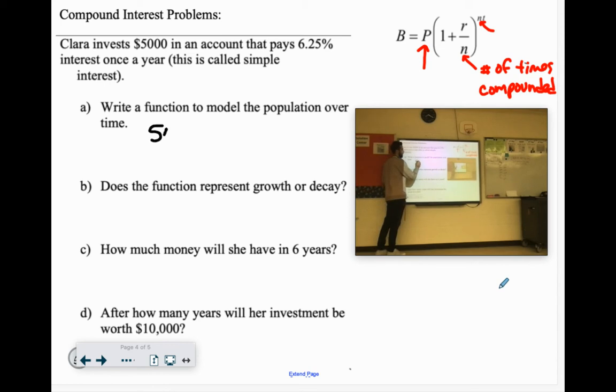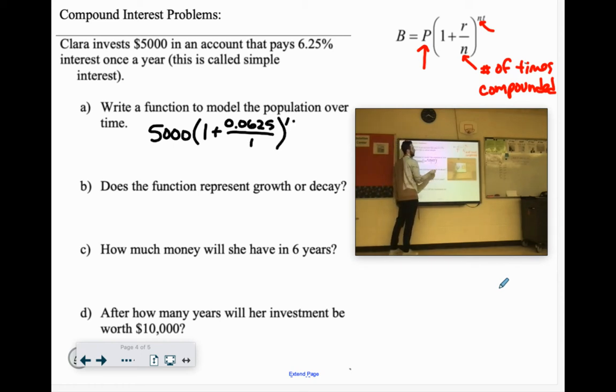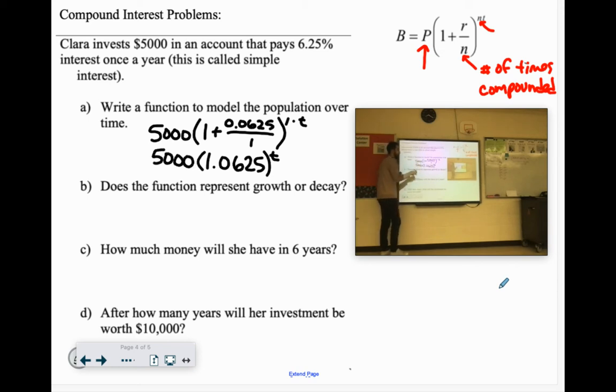So we'd say 5,000, our initial amount, times 1 plus, now 6.25 in decimal form would be 0.0625 over the number of times it's compounded per year, and it's once because it's simple interest. And then that same number gets multiplied up here by the time. So we're going to clean this formula up a little bit. 0.0625 divided by 1 is 0.0625. Plus 1 would be 1.0625. The exponent is 1 times t, which is just t, and we're going to multiply that by 5,000.